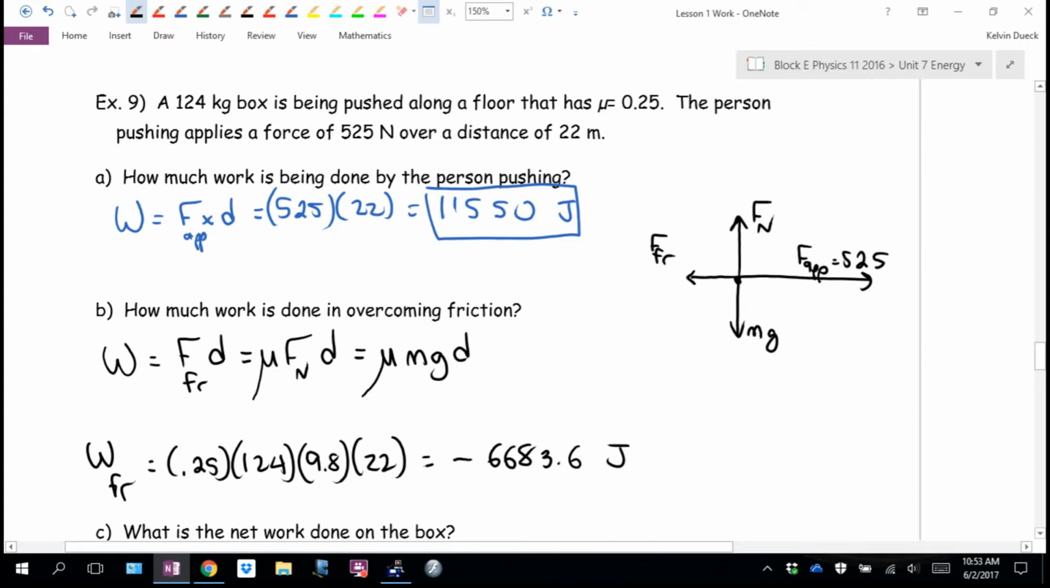It doesn't mean backwards. Actually, it means you lost that much energy to friction. Have you ever noticed if you rub your hands together, it gets hotter? You lost that much energy heating up the floor. So you put in 11,550 joules of work energy, but 6,683.6 joules of that went into heating up the floor. Only the remainder went into making this box speed up.